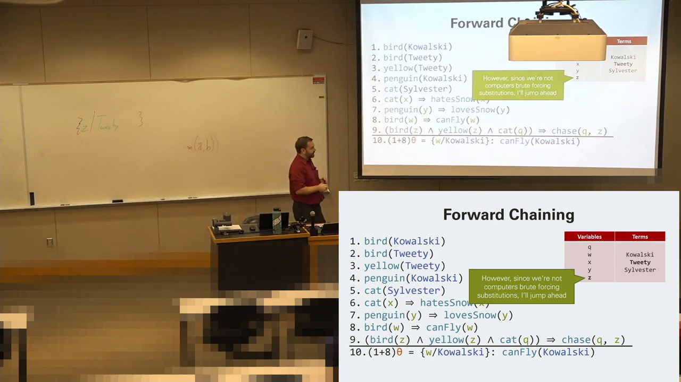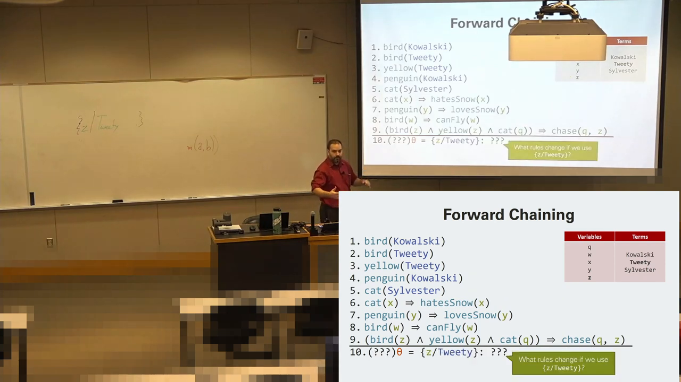Okay, well, if I make that substitution, what rules are changing? Or what rules can I use in this substitution to produce new information? 8 and 9. Well, I don't really need 8 for this one. I could, that would produce new information, but kind of irrelevant. But I can do 9. Now, if I were to make swaps, because I swap out those Z's, what other facts would I also need to double check to make sure that they are still true? Yellow. And?